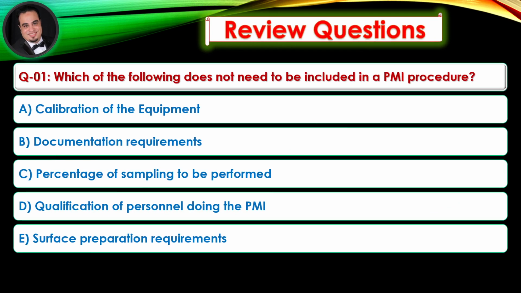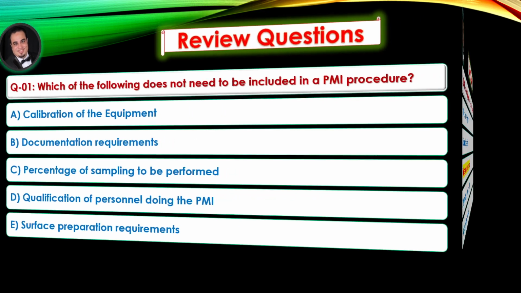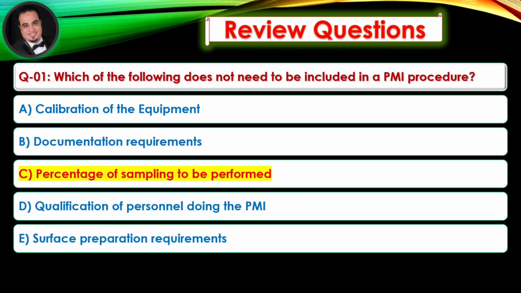Review questions. Question number 1. Which of the following does not need to be included in a PMI procedure? Answer is C.